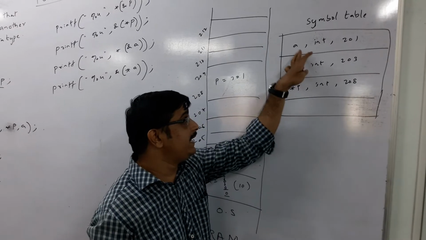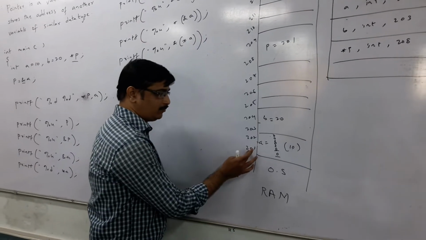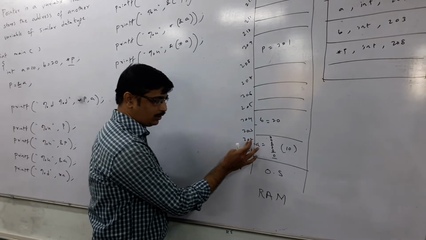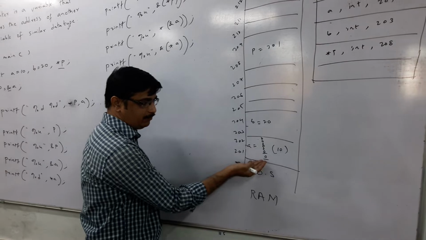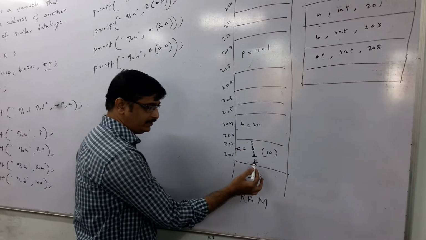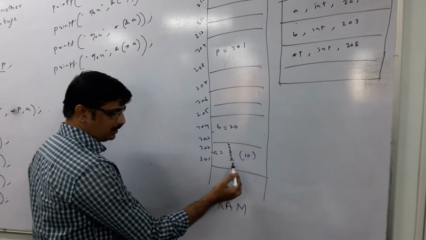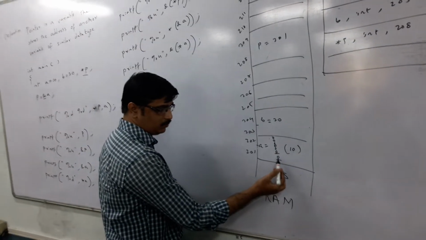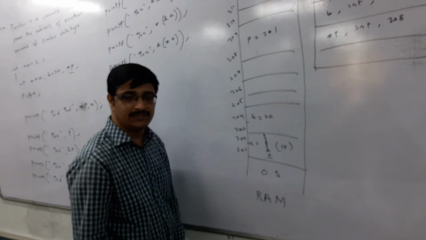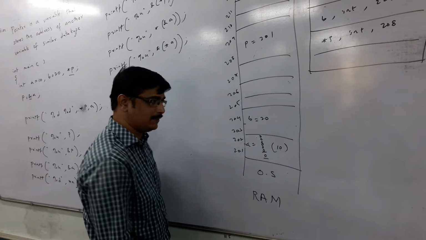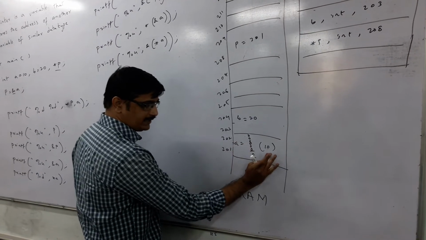So here the variable a is being stored starting from address 201. From 201 to 202, the value 10 will be stored in binary format. That is the reason I have given it here in binary format. That is 1010, and the rest of the bits will be filled up with zeros. For our convenience, I have also written a equals 10 here.